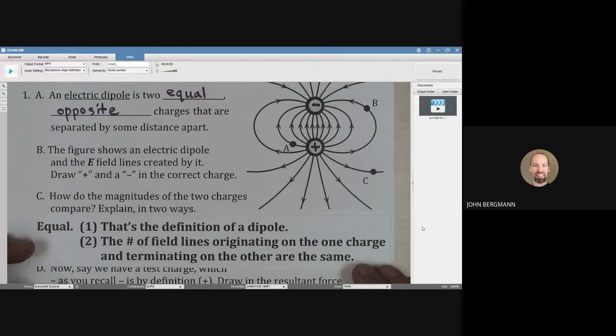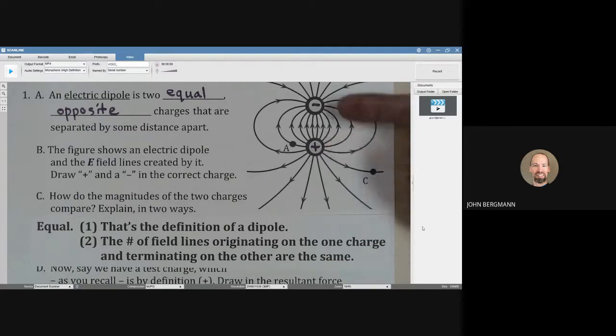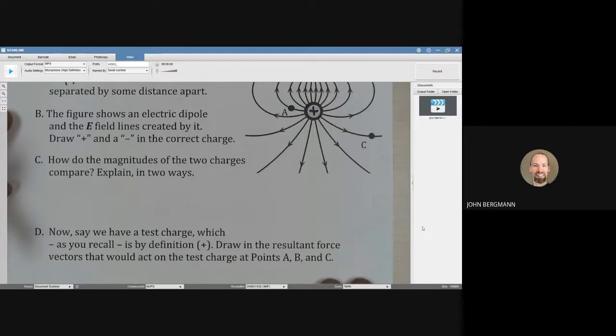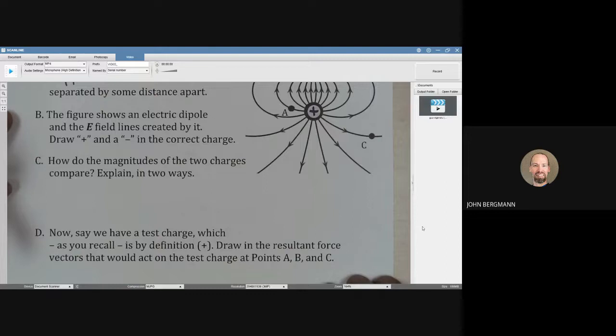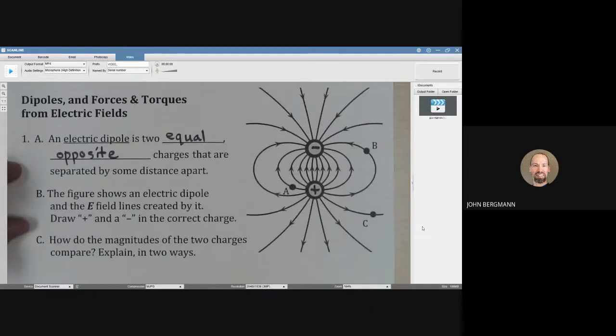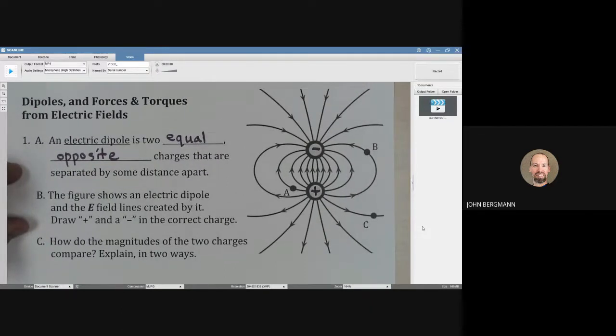The other way we know that is that the number of field lines that are originating on this positive here on the bottom is the same as the number that are terminating on this negative charge. Two ways that we know those charges are equal. Now, say we have a test charge, which by definition is positive. Let's draw in the resultant force vectors that would act on the test charge at points A, B, and C. If we moved our little positive test charge around to points A, B, and C, what would we get here?